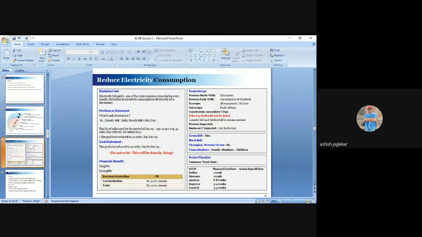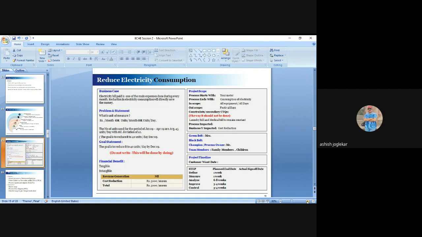The next thing is project scope. If you go to the right side of the slide, project scope. Project starts with... now you have to be very specific. It's a very simple project, so you will have a simple process. The process starts with your meter, because the meter reading is final, and ends when you consume the electricity. Anything between when the electricity passes through the meter and gets consumed at your house, anything coming in between, all this is your process.